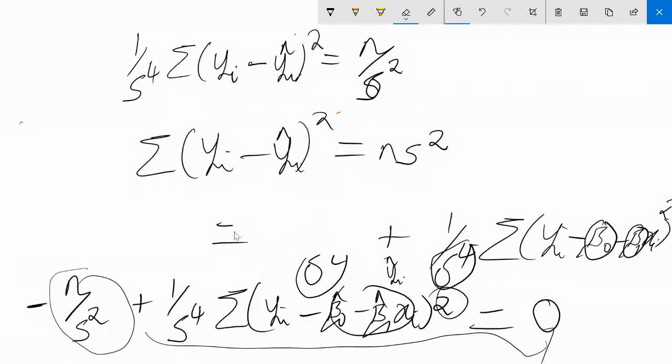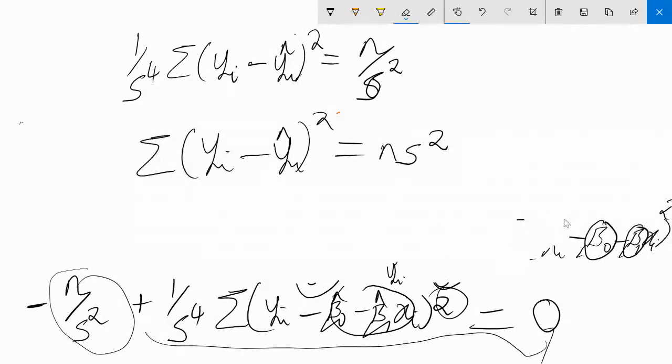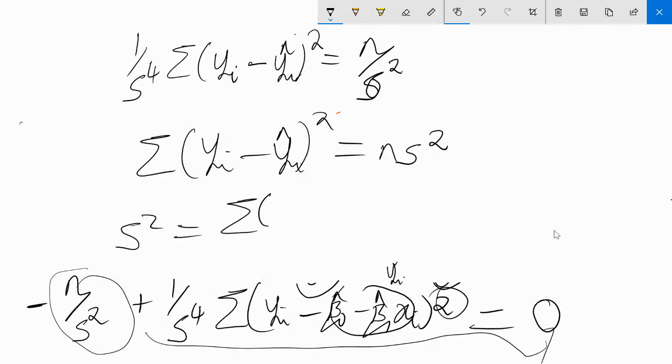Is that one clear? So I divide both sides by n. If I divide both sides by n, our s squared is equal to the sum of yi minus yi hat squared divided by n. And this is the estimator of the population variance from the maximum likelihood.